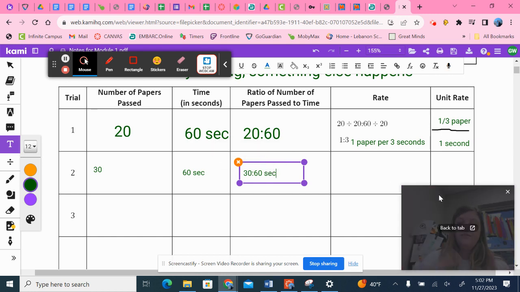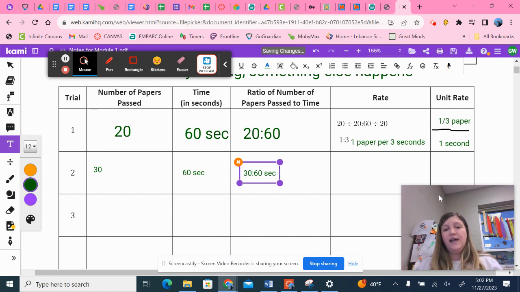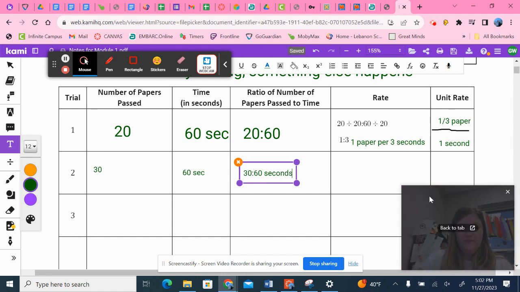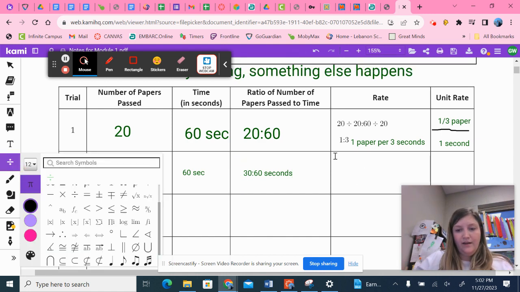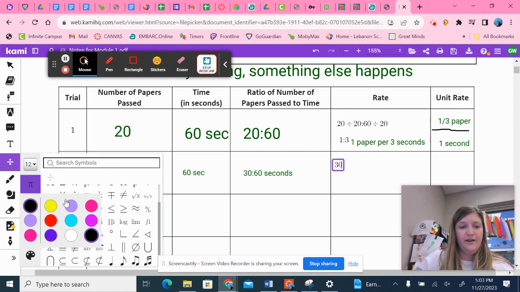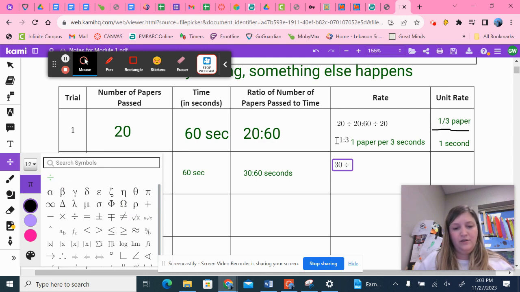Okay, so if we were to simplify this to a rate, we need to get our seconds down to 1 again. So what would I do to 60 to get it to be 1? Good, I would divide it by 60. Because this is a ratio, much like a fraction, whatever you do to the top, you do to the bottom. So if I divide 60 by 60, I must also divide 30 by 60. And what is 30 divided by 60?